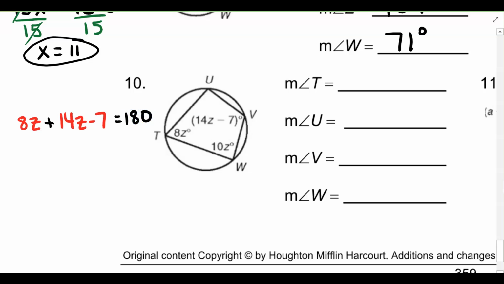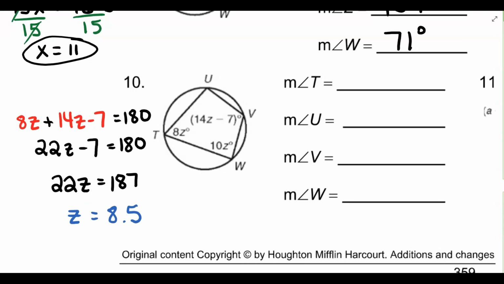So now I combine like terms. I have 22z minus 7 equals 180. I add 7 to both sides. Then I divide by 22 on both sides. And I get that z is 8.5. So now if I want the measure of angle T, I substitute in. 8.5 times 8 gives me 68 degrees.